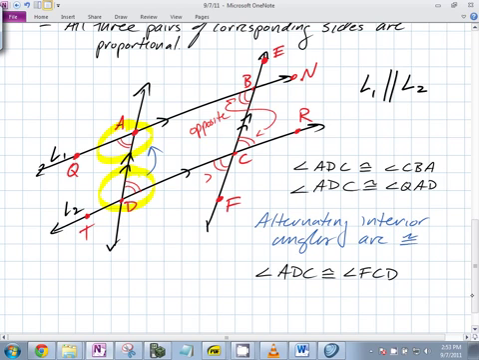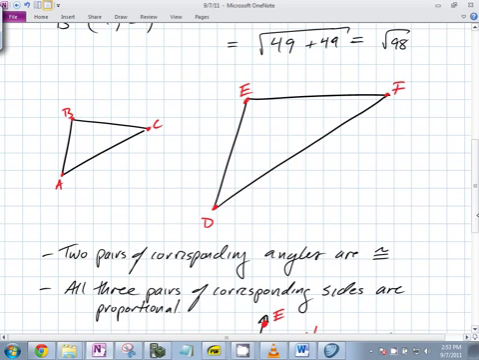So going back here, if you have two triangles and you show that two pairs of corresponding angles are congruent, you've shown that the two triangles are similar. Or if you've shown that all of the corresponding side lengths are proportional, then the two shapes must be similar. Is this okay so far? We're good?